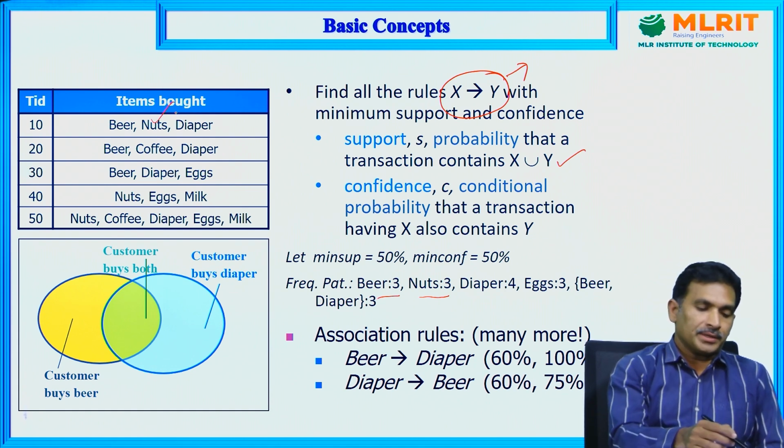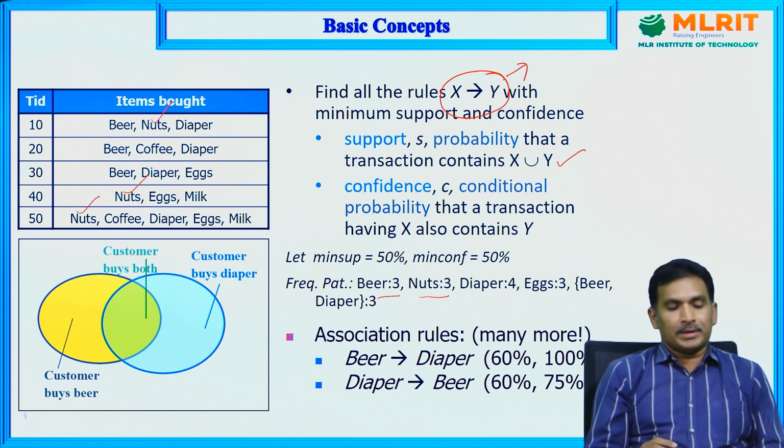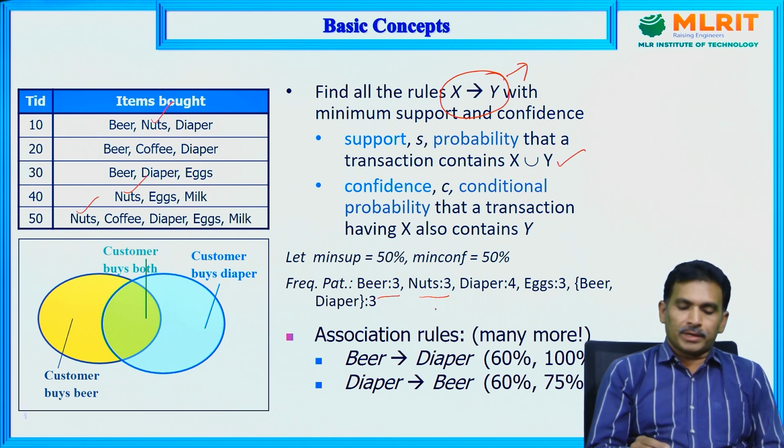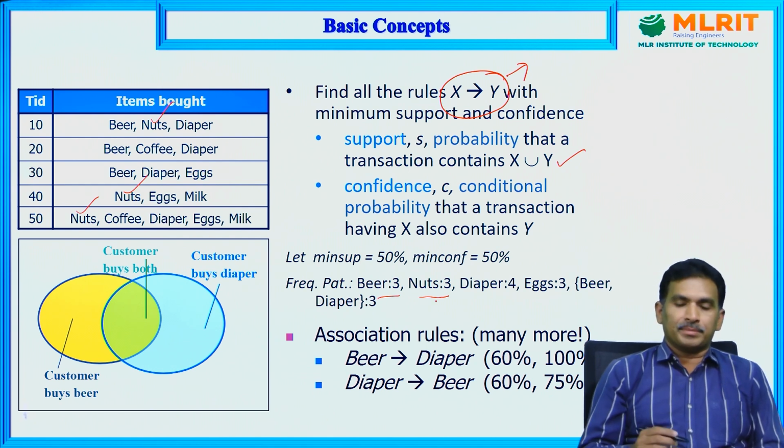How many times has it appeared? 1, 2, 3. So it appeared in 3 transactions, so its frequency is 3. So it appeared in more than or equal to 50% of transactions. So that's why nuts is also a frequent item set.